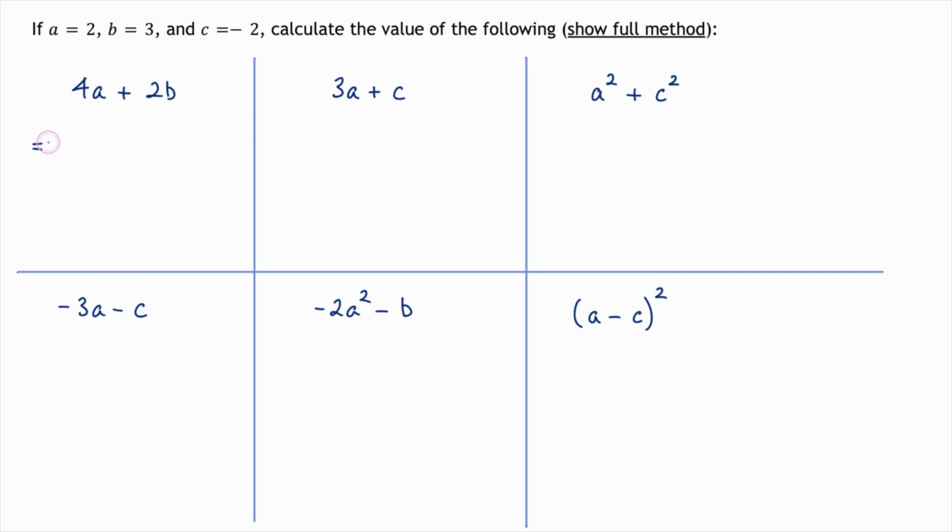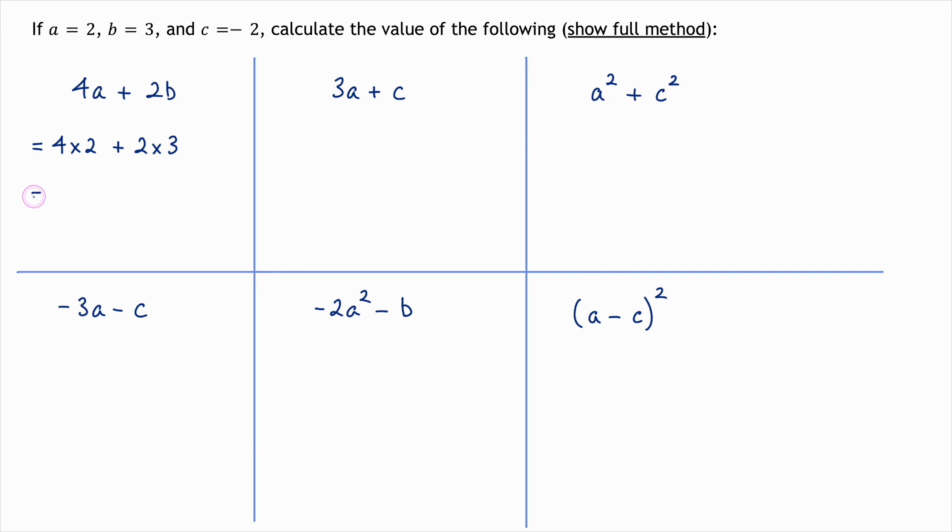So this is the substitution step. No calculations are performed. It's just a straightforward substitution. Here we have 4 multiplied by a, but a is 2. So this is 4 multiplied by 2. So that is the substitution. The a is substituted for 2. We've got that plus, and then 2b, well, that is 2 multiplied by the value of b, which is 3. So that's the substitution step completed.